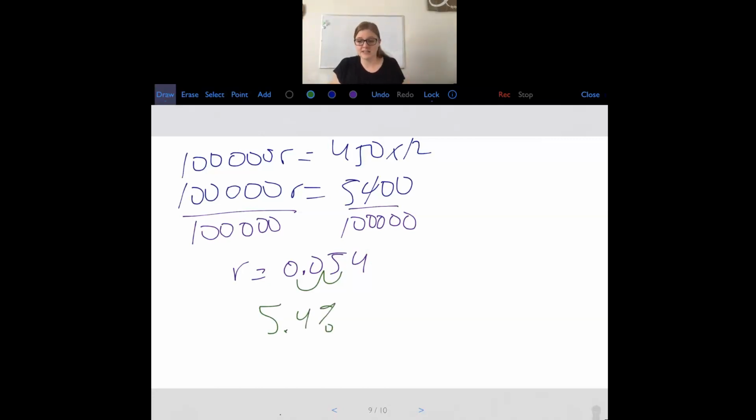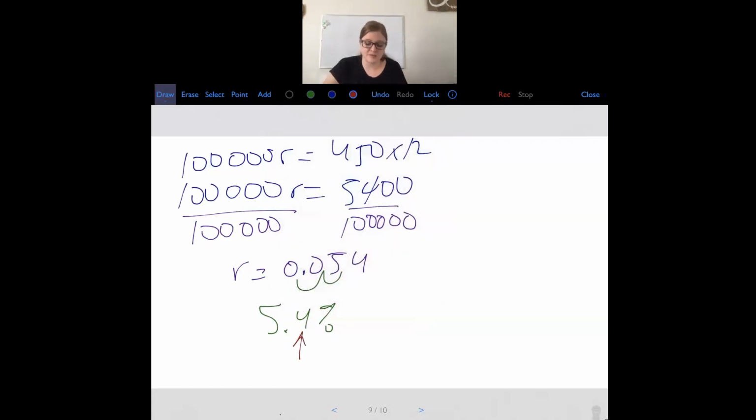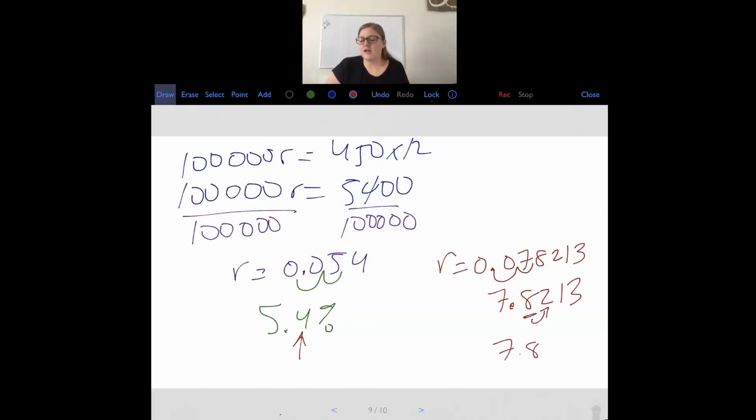Now, in this case, it worked out that this is to the nearest tenth of a percent, and the reason why is our last digit is in the tenths place. But let's say you get something like 0.078213. If we move this over 2 places, so you convert it to a percent first and then you would round. So whenever you're rounding percents, convert to a percent first and then round.